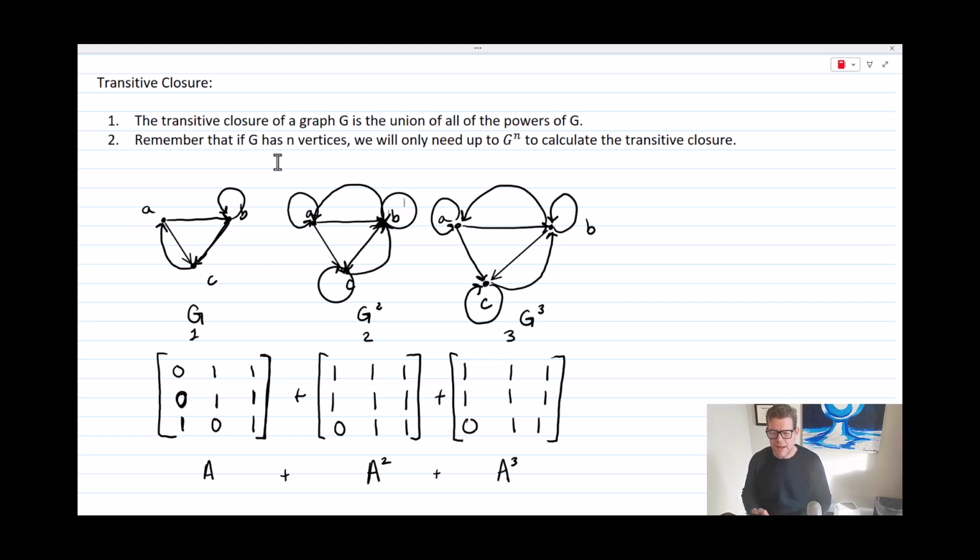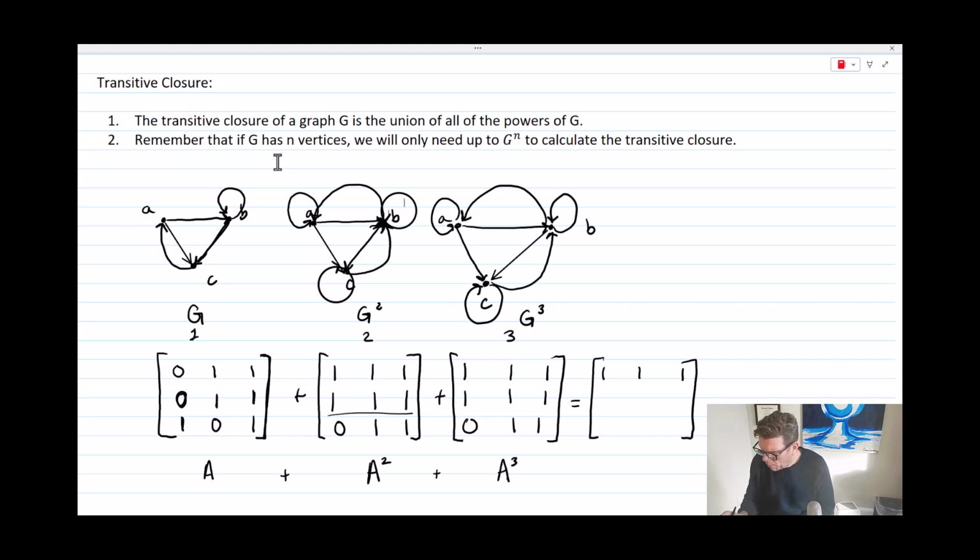Now all we've got to do in order to calculate the transitive closure is add together these three matrices that represent G, G squared, and G cubed. And it's pretty simple. Anywhere where we have a 1 in any one of the 3 matrices, we're going to get a 1 in the resulting matrix, because that's how Boolean addition works. We notice that in both A squared and A cubed we have 1s, and so we're going to get 1s along the first row in the addition of the 3 of them.